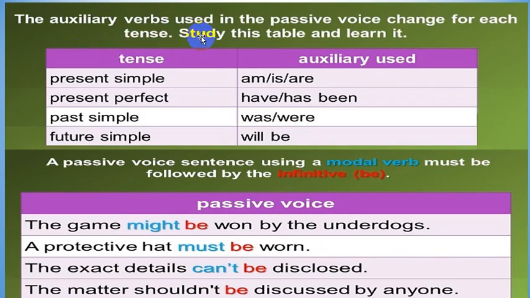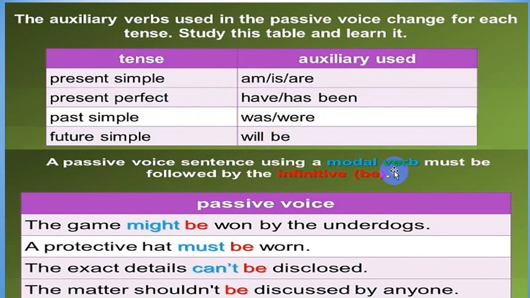the auxiliary verbs used in the passive voice change for each tense. Study this table and learn it. Okay, بالpresent tense احنا قلنا انه الاوكسيلري المستخدمة هي am ويا I, is ويا he she it, are ويا you we they. Okay, present perfect have been مع I, you, we, they, has been مع he she it. Past perfect was مع I, he, she, it مع you, we, they, were. بالfuture simple will be صيغة ثابتة مع جميع ضمائر الفاعل.